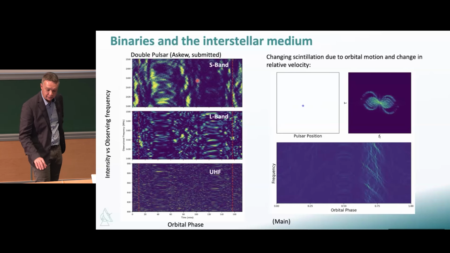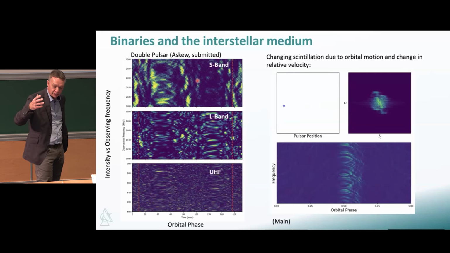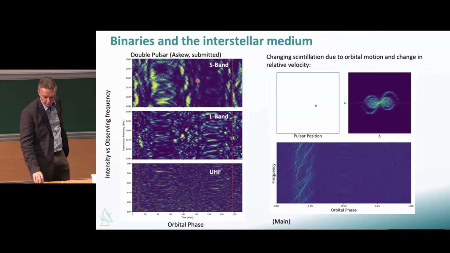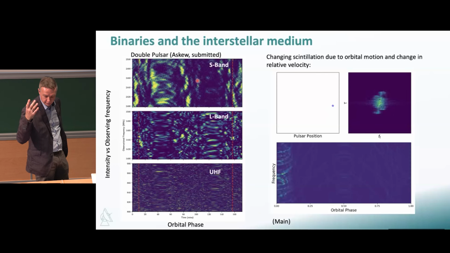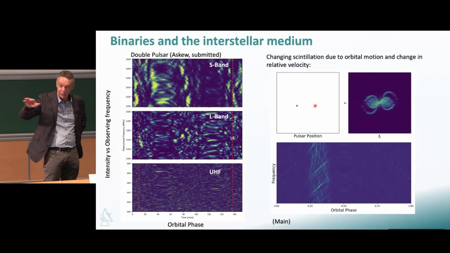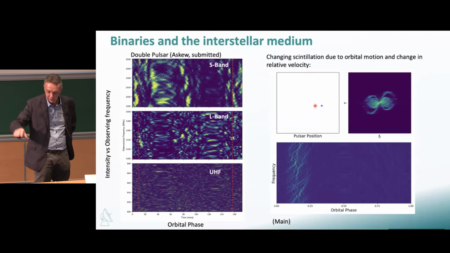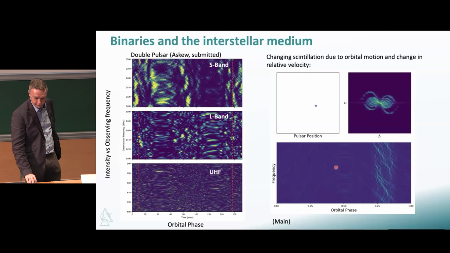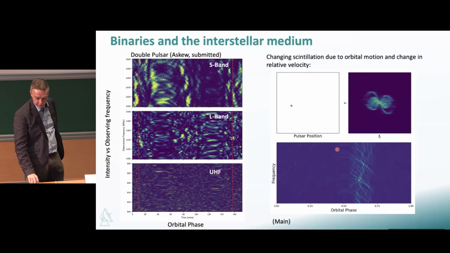And what happens is, we call it scintillation. The pulsar is weak and strong. This is the twinkling of stars in the night sky. You have the scintillation in the atmosphere. Here we have the scintillation in the interstellar medium. And because in a binary system the pulsar moves backwards and forwards in its orbit, the relative velocity changes as a function of orbital phase. And that induces the changes in the pattern in the dynamic spectrum that we see.